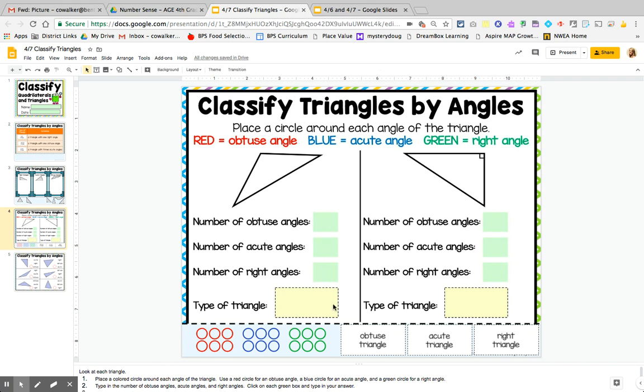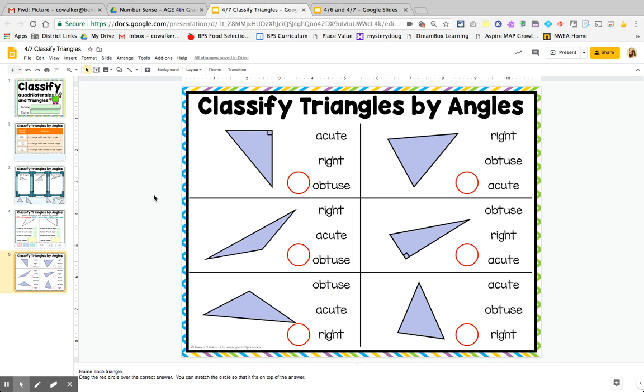And then I want you to label, by moving these around right here, what type of angle these are. So is this one on the left an acute, right, or obtuse? And same for this one on the right. So you're going to circle all of the angles, label what types of angles you see, and then label the triangle. If you go to slide number 5, all you're doing is taking this red circle and moving it to the correct answer.